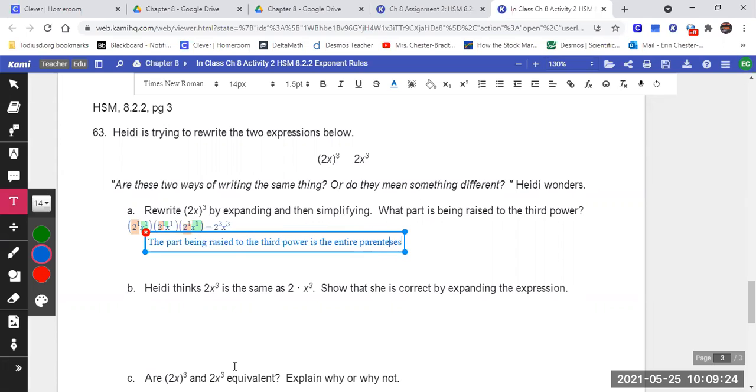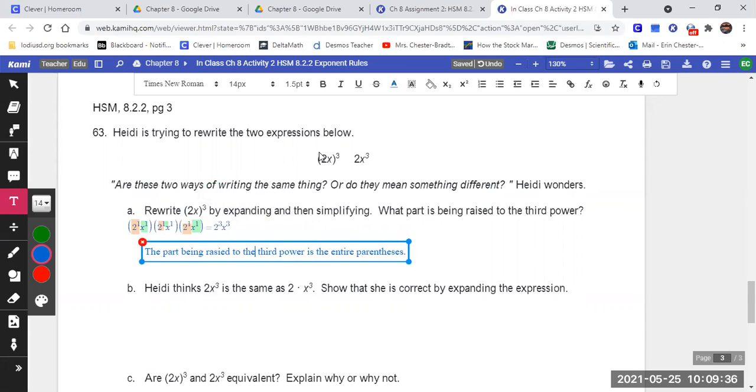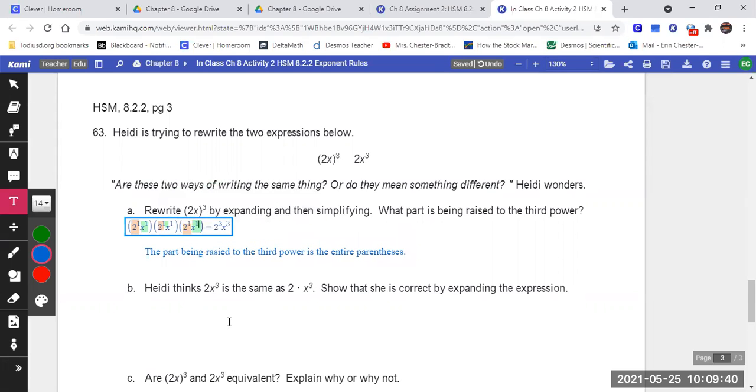And I missed the H. Okay. Not just the 2, not just the 3, the entire parentheses. Because it was inside a parentheses, that means 3 sets. We see that? Okay. Now she thinks that 2x to the 3rd power is the same as 2 times x to the 3rd power. Okay.